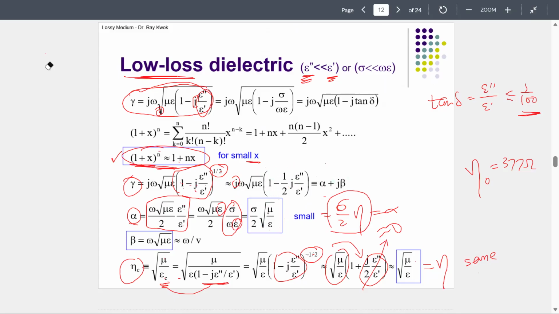Beta is the imaginary part of this. So what's the imaginary part? I already have a j here. So that means I multiply by 1. This is my beta. This is my j beta. So what is beta? It's just omega square root of mu epsilon. What is square root mu epsilon? 1 over velocity. So this is just omega over velocity. This is nothing more than what we had before. The velocity is omega over k. k is the same as beta in our case, right? Wave number.